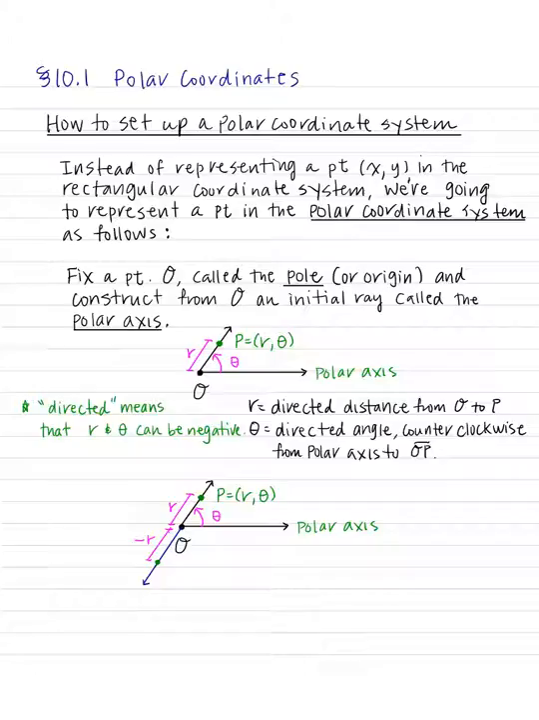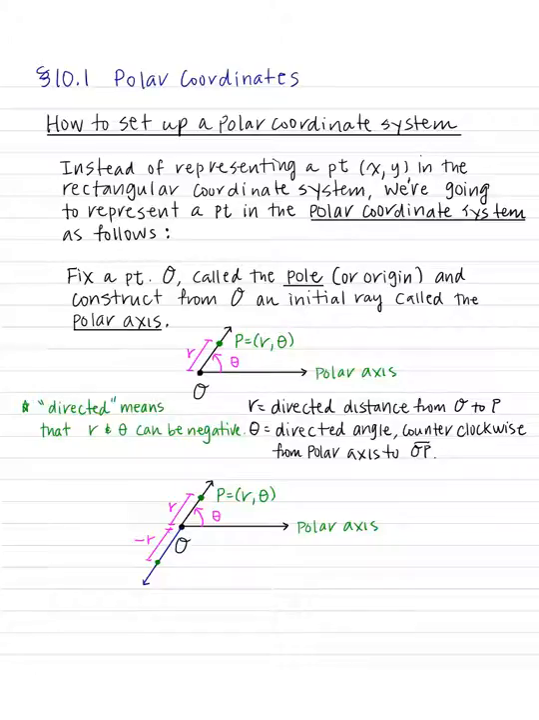So we're going to be fixing a point called O. That's my little fancy letter for O. It's called a pole, but basically it's the origin. And we're going to construct from the origin an initial ray called the polar axis. So the first picture that you see, doesn't it look just like the initial side and the terminal side? That's pretty much what it is, but r can be negative in this case. So those of you who know about vectors, that's pretty much what it is.